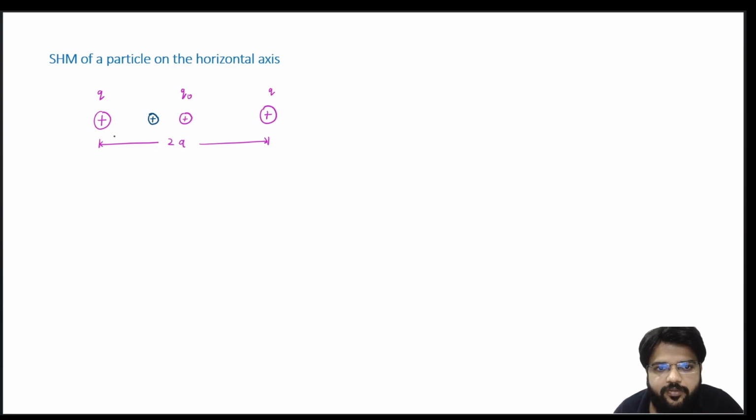So this distance will be how much? Because the distance between Q and Q naught initially is a. Initially this distance is a, everyone. Now the displacement we are doing here is x. So now this distance is becoming a minus x, and this distance is becoming a plus x.